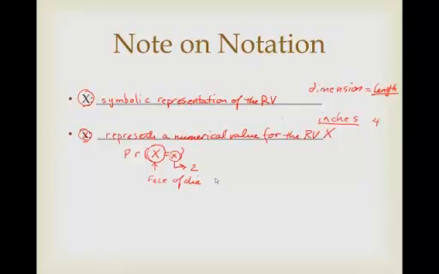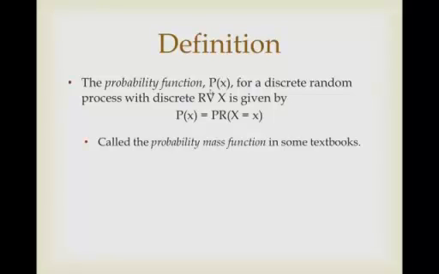So now we can say that a probability function, the probability of some x, remember that's a placeholder for some specific number, for some discrete random process with a discrete random variable X, is given by this peculiar looking notation right here. In other words, we're saying the probability that the face of a die might have a 2 on it would be the probability of rolling a 2. Sometimes it's called a probability mass function in some textbooks.